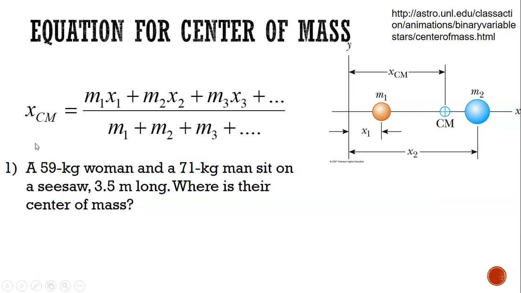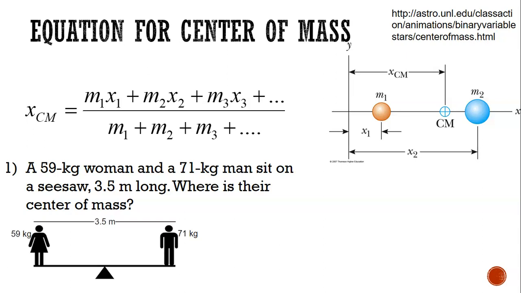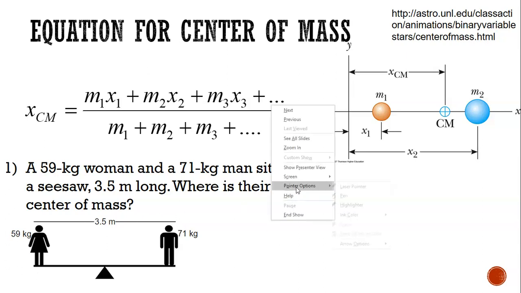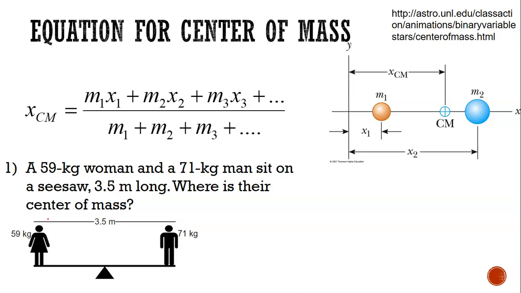So the first problem involves a seesaw. So a 59-kilogram woman and a 71-kilogram man sit on a seesaw that is 3.5 meters long. Where is their center of mass? So with these problems, it's really important to visualize it. So I visualized it like this. So I put the woman on the left and the man on the right, and it's 3.5 meters across.